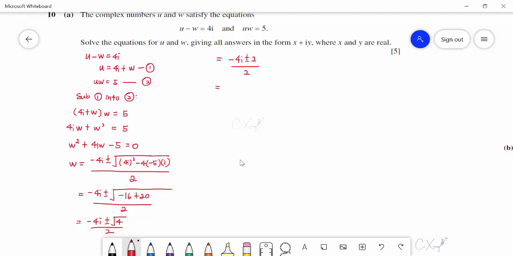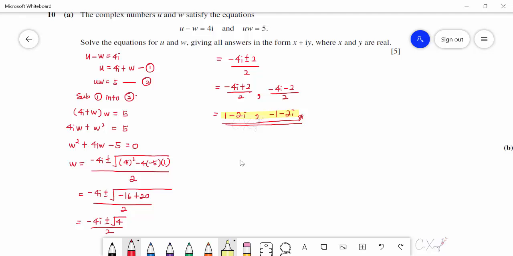So if you look at the answer here, generally you have two sets of answers. The first one will be negative 4i plus 2, divided by 2. Another answer will be negative 4i minus 2, divided by 2. And of course, you can try to simplify it. I will have 1 minus 2i and also negative 1 minus 2i. So you can see that for our w, we will have two different values here, which are 1 minus 2i and also negative 1 minus 2i.